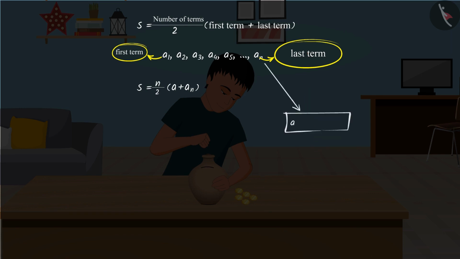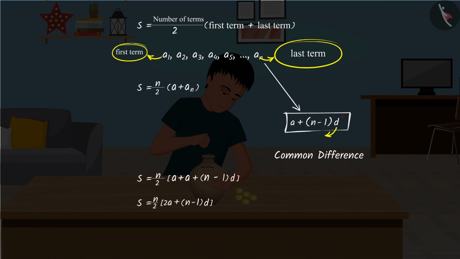Absolutely correct. It will be a plus n minus 1 multiplied by d, where d is the common difference of the arithmetic progression. If we substitute the value of an in this formula, we get this formula, which represents the sum of the first n terms of the arithmetic progression whose common difference is d.